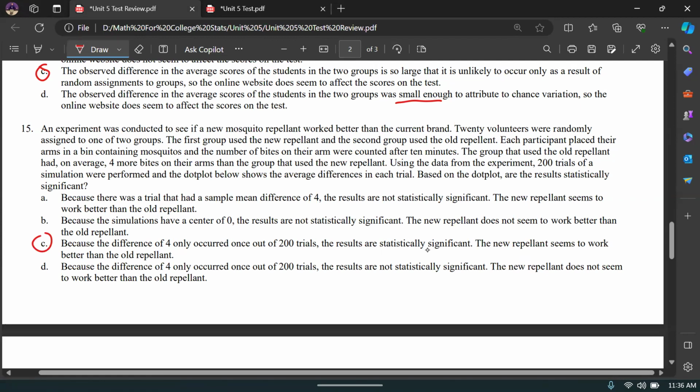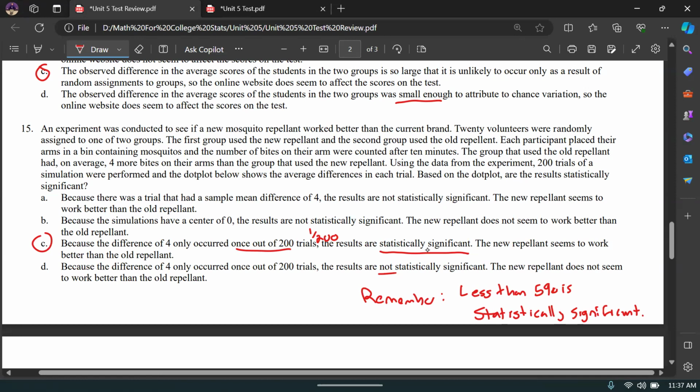Because remember, 1 out of 200, right? 1 out of 200 is less than 5%, right? It's 0.5%. So if it's less than 5%, it is statistically significant. So I'm going to write that, remember. Less than 5% is statistically significant. So try to remember that. Obviously D is wrong because it says it's not statistically significant, so you can clearly rule that one out.